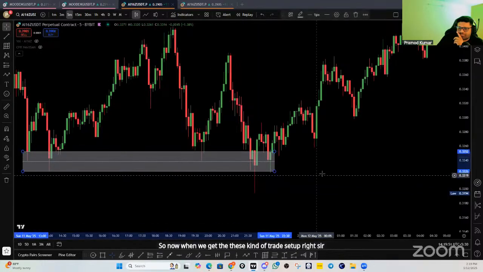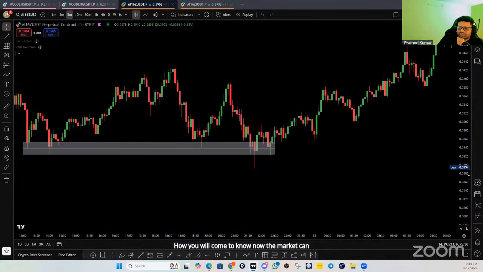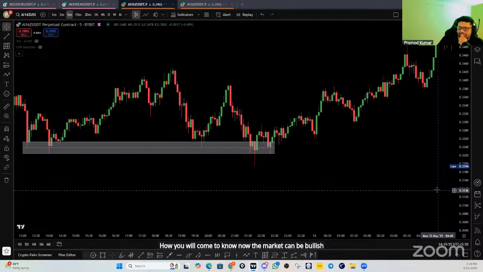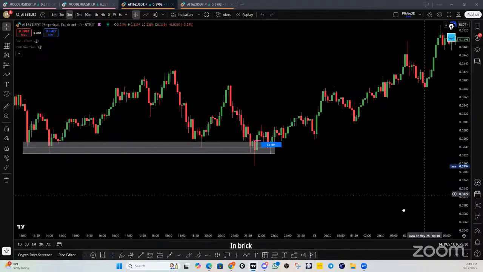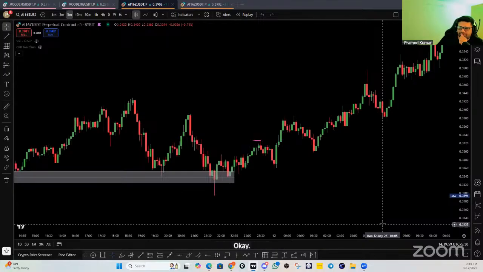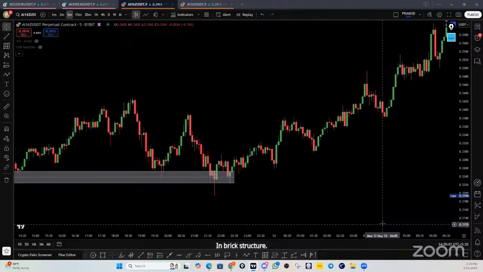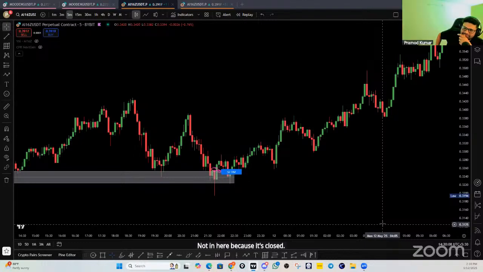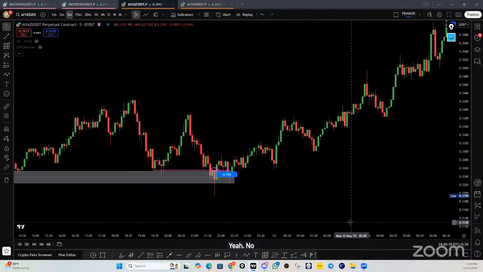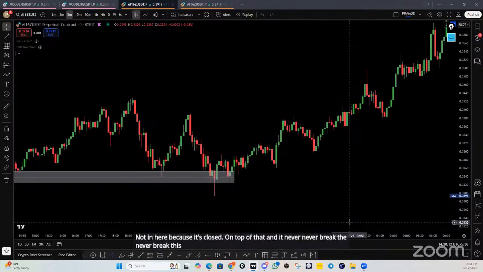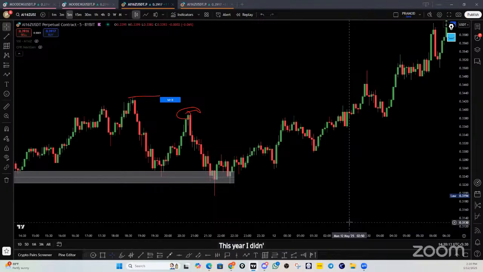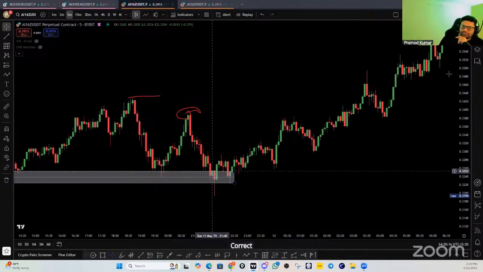See now, when we get this kind of a trade setup, right, sir? How will you come to know the market can be bullish? It never broke this structure here. Correct. So before that, how will you come to know the market can reverse from here?